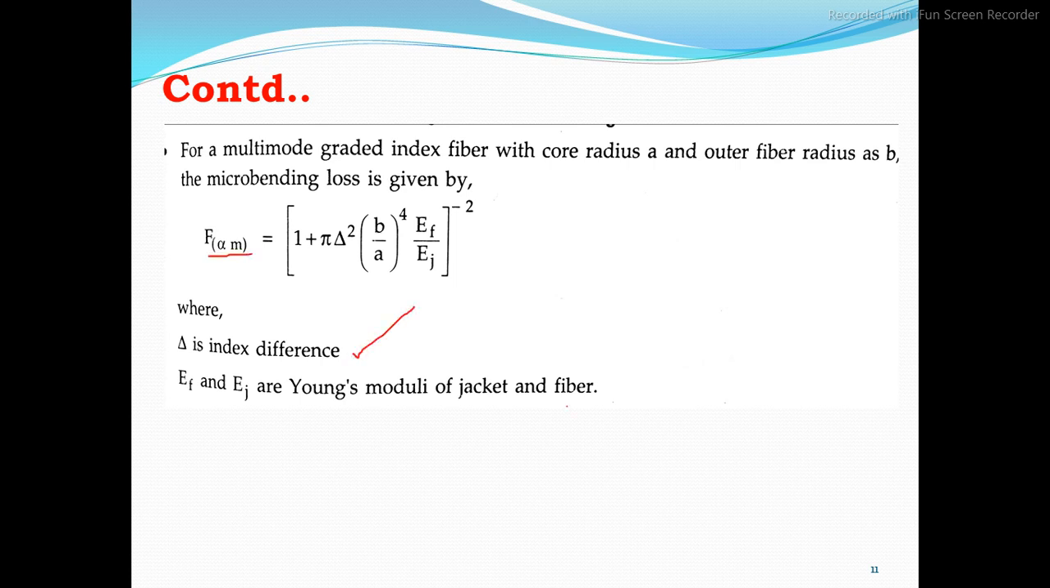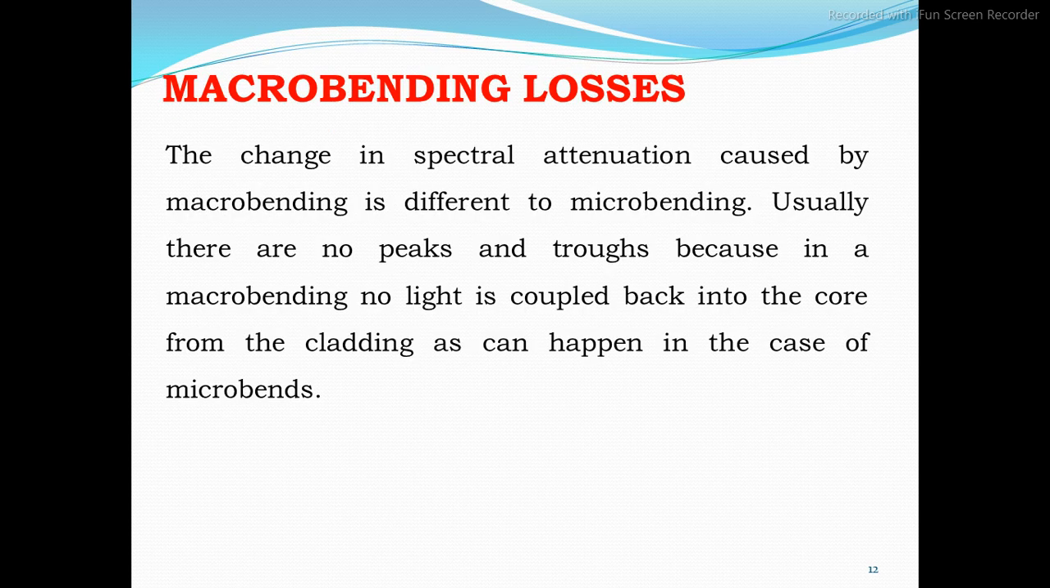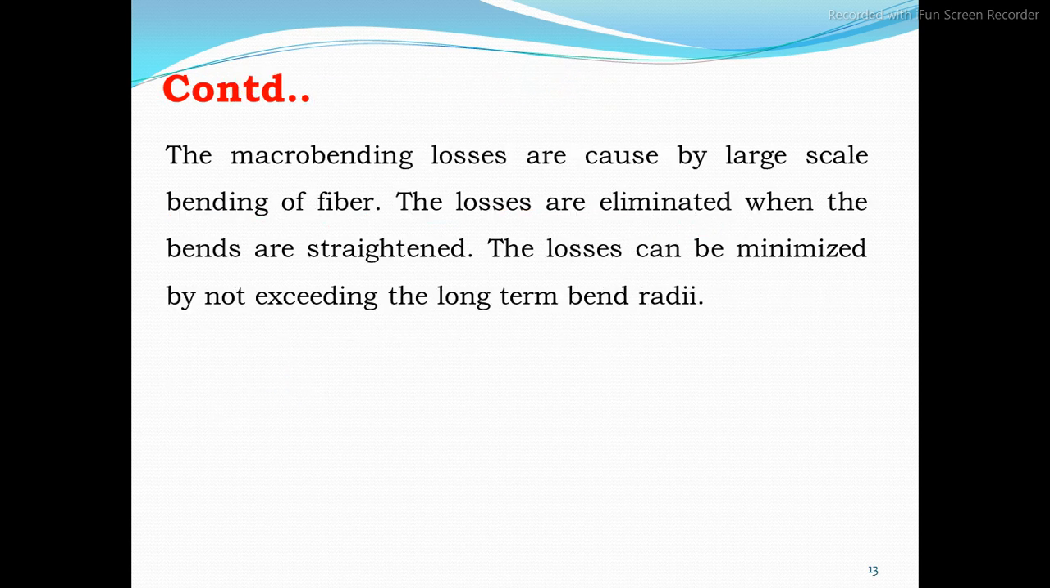The next one is the macro bending losses. There will be large changes in the core and cladding region. Compared to micro bending, macro bending is different. The changes in the spectral attenuation caused by micro bending are different from macro bending. Usually there are no peaks or troughs, because in micro bending no light is coupled back to the core from the cladding.